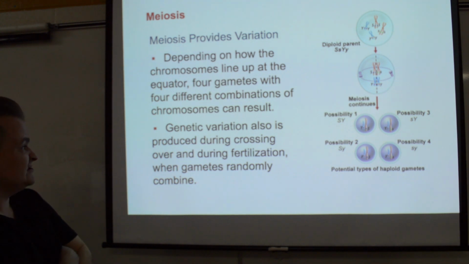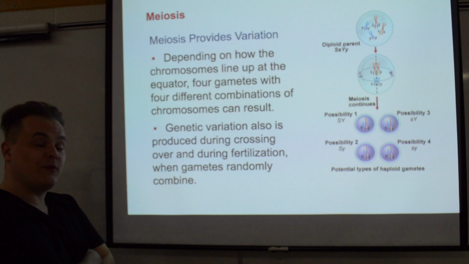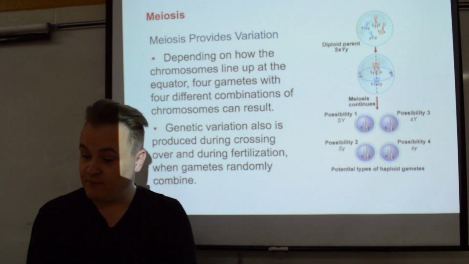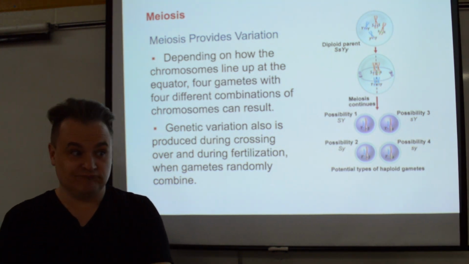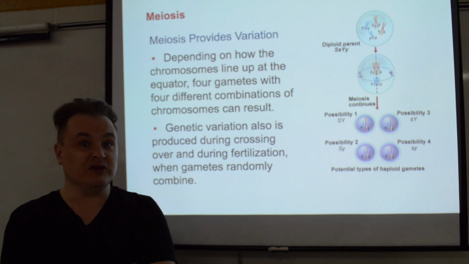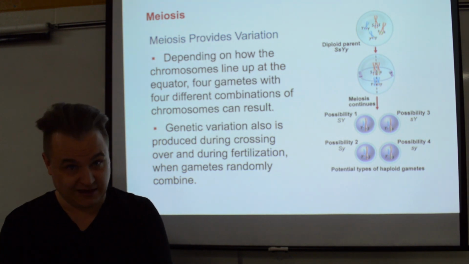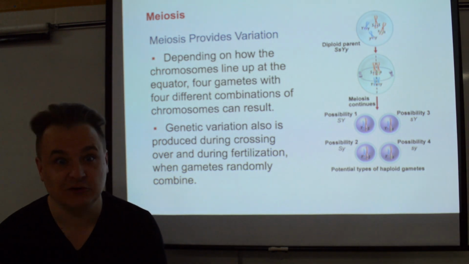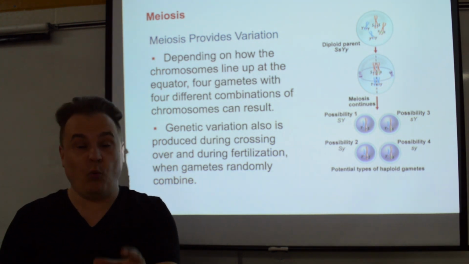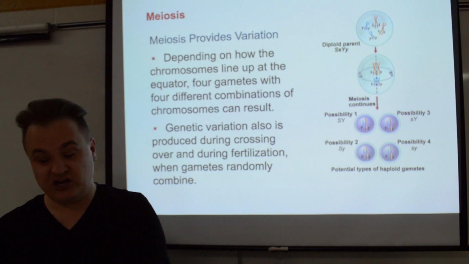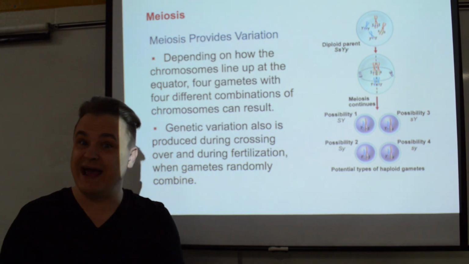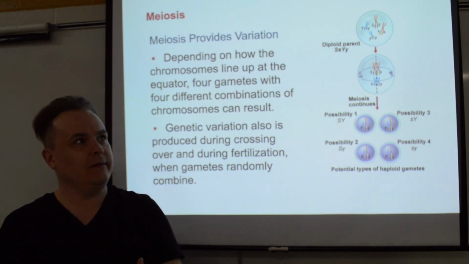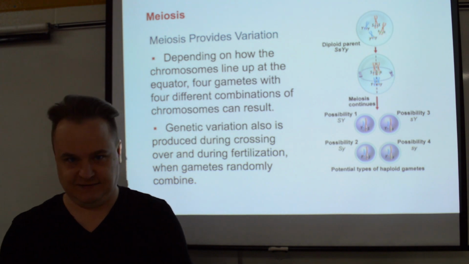Genetic variation is also produced during crossing over and during fertilization when gametes randomly combine, because men produce millions of sperm cells. So there's already 1 in a million that you exist, right? 1 sperm cell. And which egg cell is ovulating at that time is completely random too. And the combination that made that 1 sperm cell and the combination of crossing over that made that 1 egg cell that met at that one time, 1 in trillions.